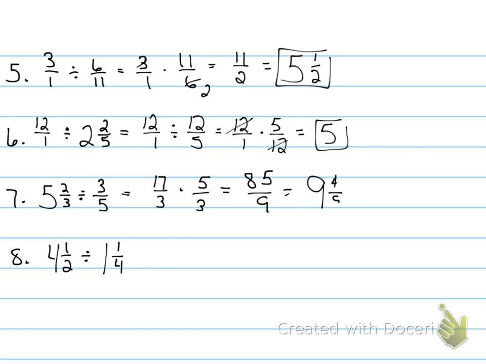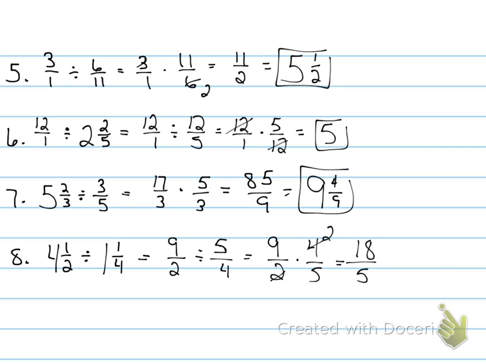Number 7, 9 4/9. And number 8 is 3 3/5. All right, who got them all? Who got them all? Very good. If you understand that, that's everything you need to know for 5.4.